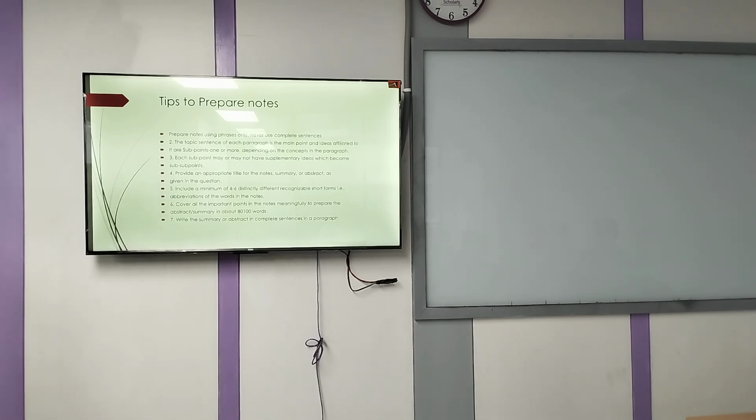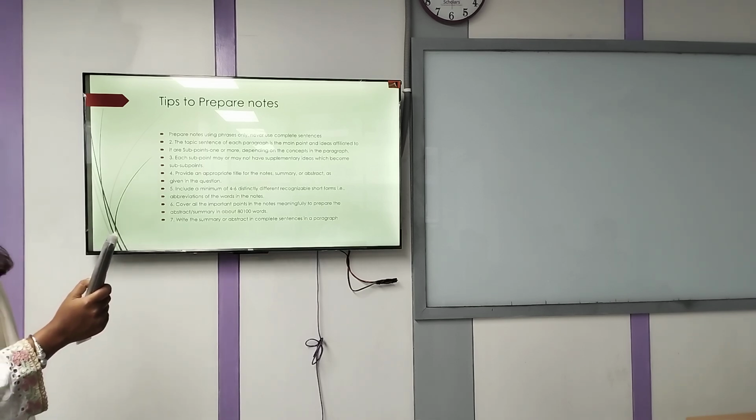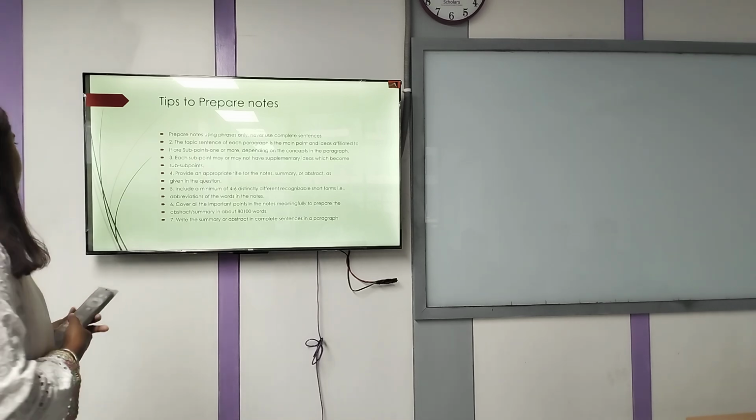Then each sub-point may or may not have supplementary ideas which become sub-points. Under one point there are certain sub-points. If a point has some more things included, we will include that as well.